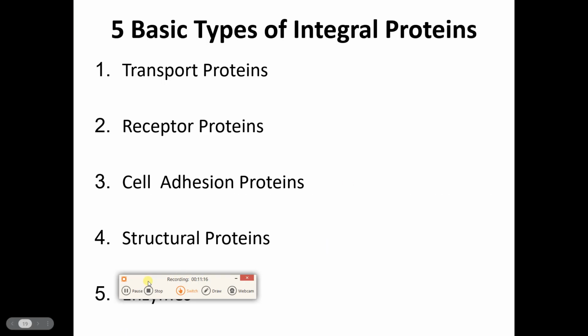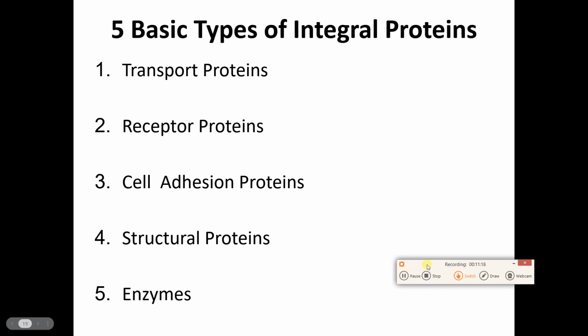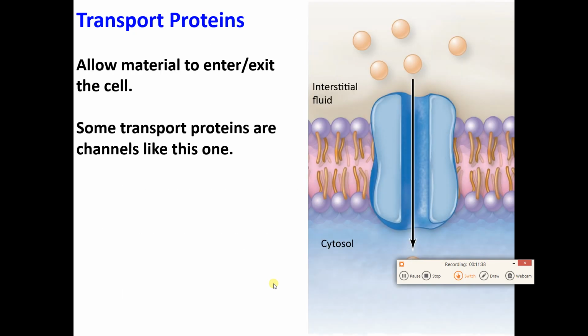Speaking of protein functions, there are 5 basic kinds of integral proteins, and all these types are related to their jobs. So there are transport proteins, receptor proteins, cell adhesion proteins, structural proteins, and proteins that are acting as enzymes. Let's go over these 5 different types.